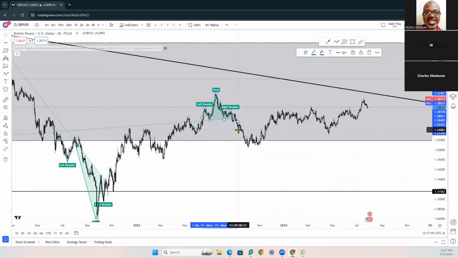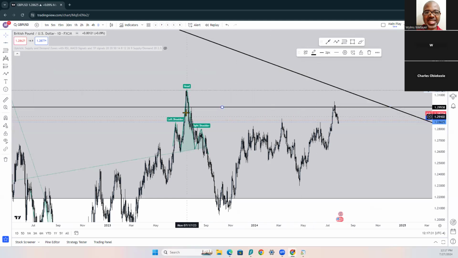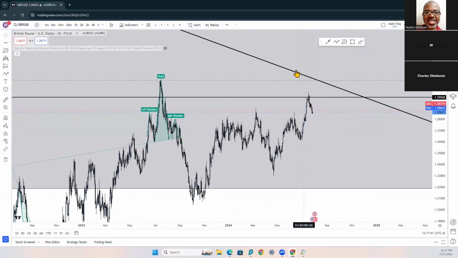Okay. But what did it do? If you look over here, it came back pretty much along this line here. It didn't go higher than the head. Pretty much came back to this area and bounced off. Now it's going down below the trend line that we put on here. So we're in a downtrend. We're not anticipating to take any buys unless it breaks this trend line right here.